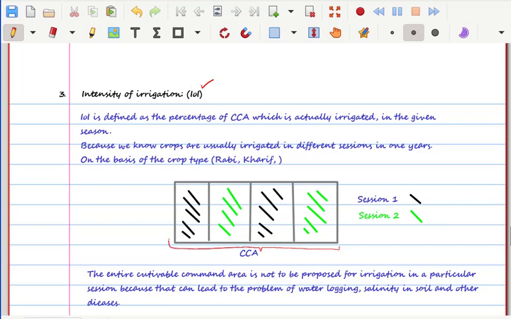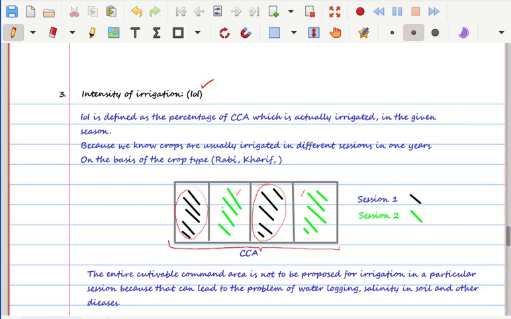cultivable command area. This whole area can be cultivated, but as we know, we do not cultivate the whole area at the same time, right? Like in the first part of the year, if we are growing some crops in these two parts, then at that time we will not grow anything in these two parts, and in the next season we will use these two parts of the land for cultivation. So we are not going to cultivate all these four fields at the same time, although they are all included in the cultivable command area.